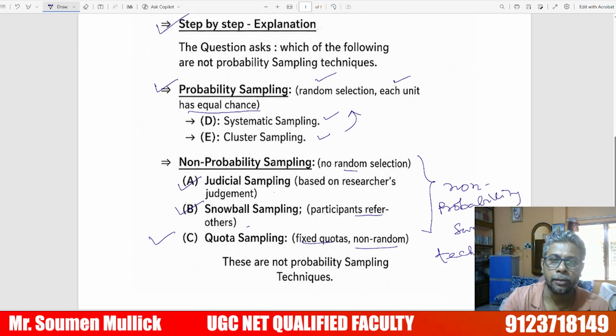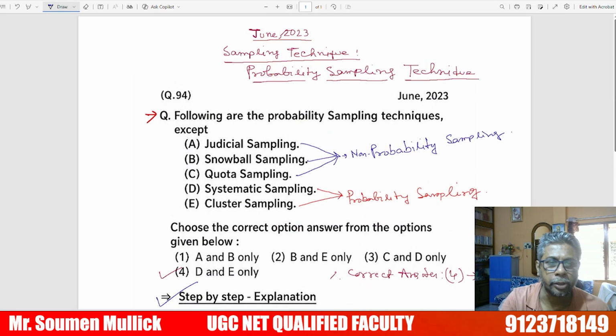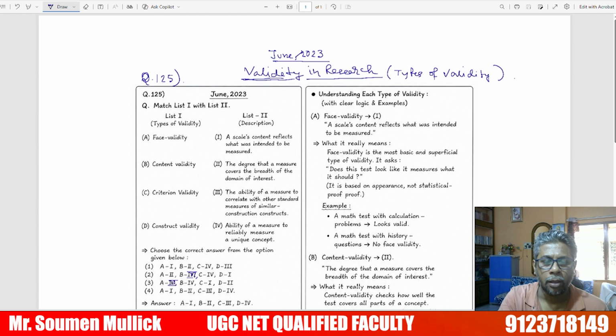So these are another important question based on probability and non-probability sampling. Our next question is based on validity in research and types of validity.